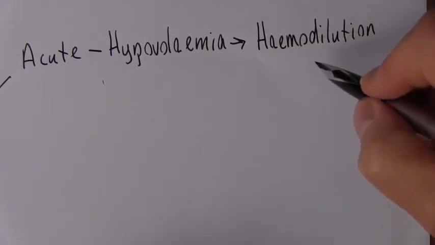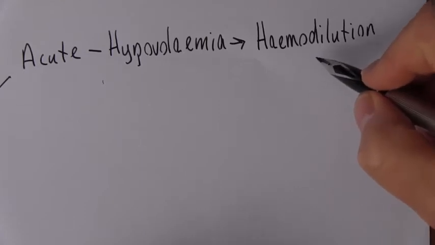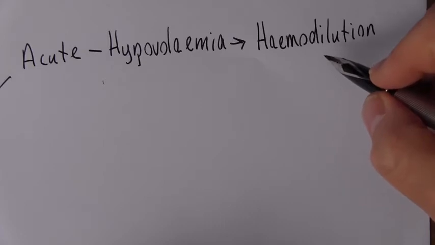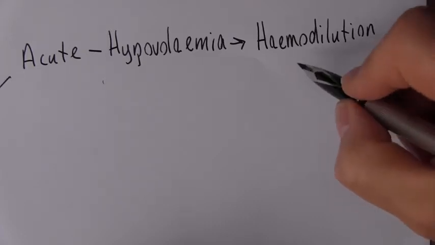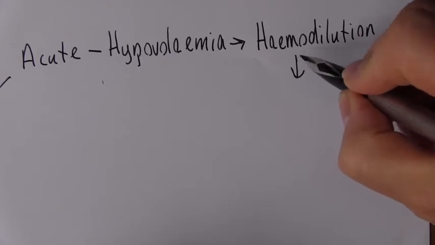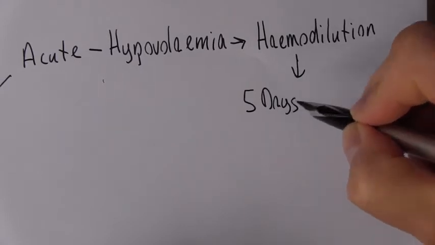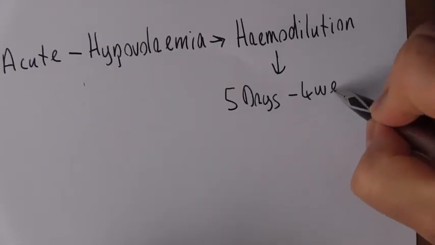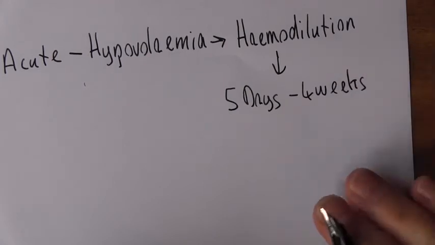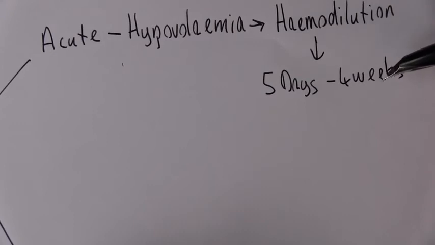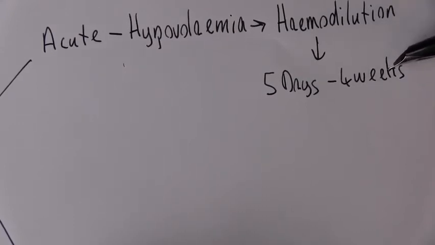What happens is when the red cell volumes are low, that's going to reduce the amount of oxygen carried in the blood. That's going to be detected in the kidney, and the kidney is going to produce more erythropoietin, which stimulates the red bone marrow. So starting after about 5 days to about 4 weeks, there's going to be increased red cell production. So after about 4 weeks, a lot of the red cells are going to be replaced.